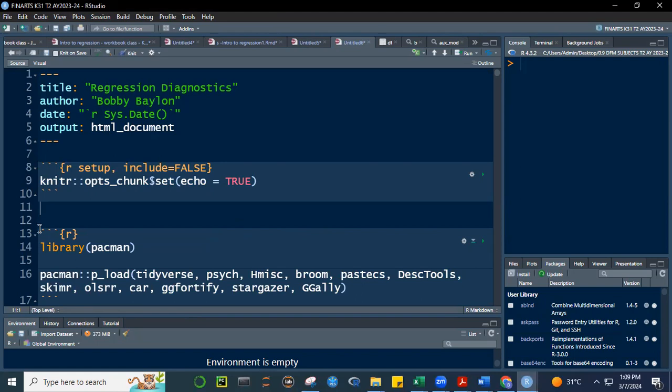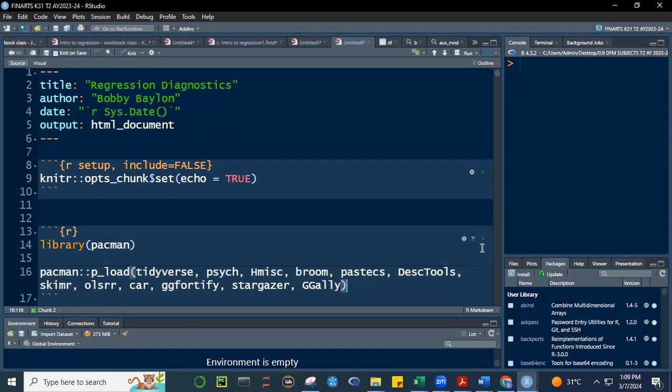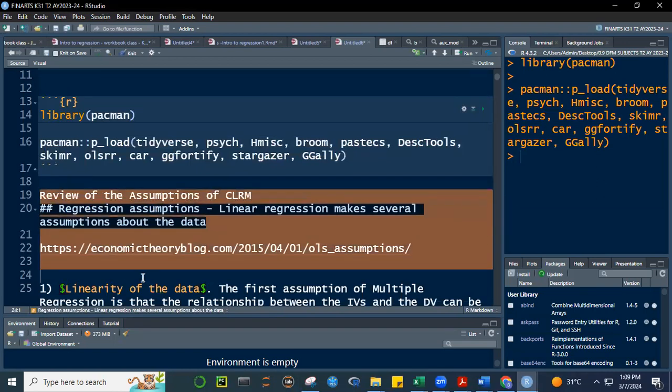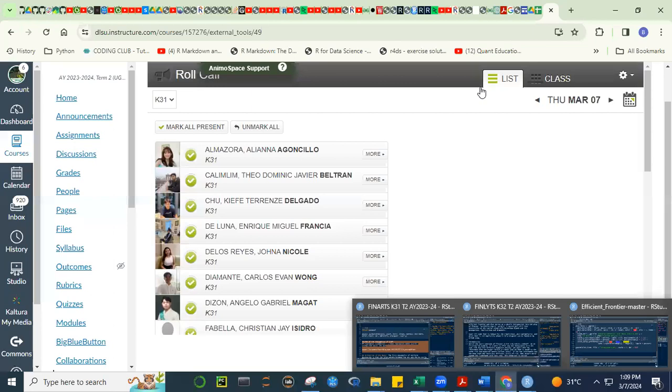Okay, I'm going to load these packages that we have been using several times already: tidyverse, psych, Hmisc, this task, OLSRR, car. And some I think I didn't put here, which we're going to load later. Okay, so let me just load these packages. And then let's have a review of the regression diagnostics. Let me share this with you, class. Control C. And let's go to this site. Let me chat this.